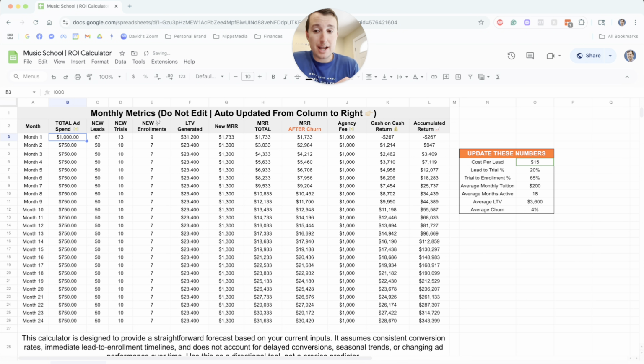You're going to make an investment. I know for so many music schools, this is a big chunk of change, but you're investing in the growth of your school and you're hoping to make back more than you spent. So for $1,000, you got 67 leads. How did we get this? Well, if you take out your calculator and you go 1,000 divided by 15 is 66.66, which we rounded up to 67. So this is automatically calculated as your total ad spend divided by your cost per lead is the number of leads that you're going to get. I'm going to pay 1,000 and I'm going to get 67 leads.